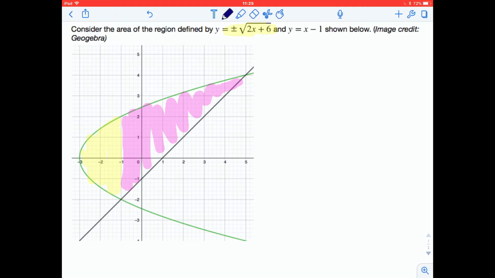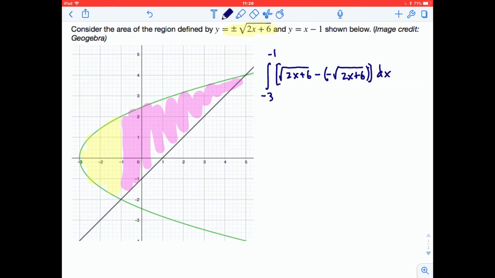So the first thing that we could do is an integral going from -3 to -1 of the top function, which would be the square root of 2x plus 6, minus the bottom function, which is negative square root of 2x plus 6, all of that dx. Okay, so that takes care of the left portion.